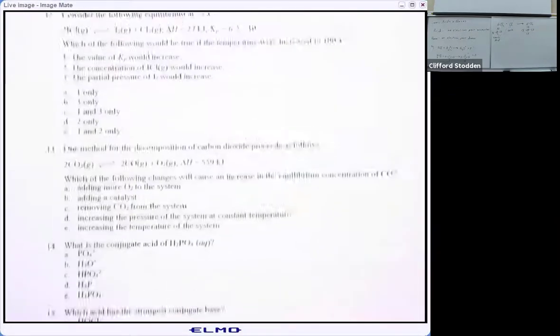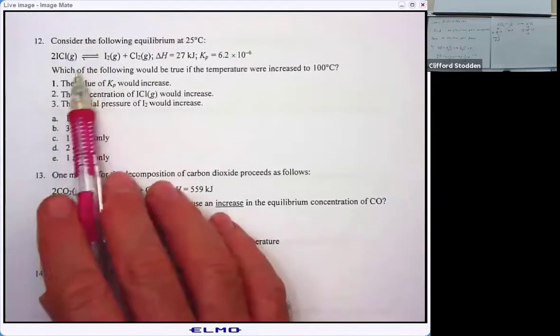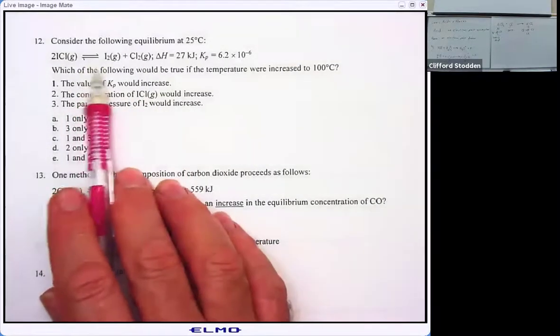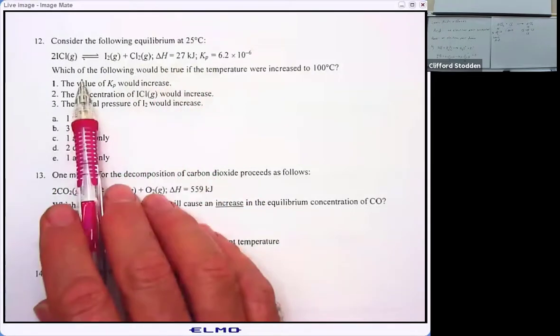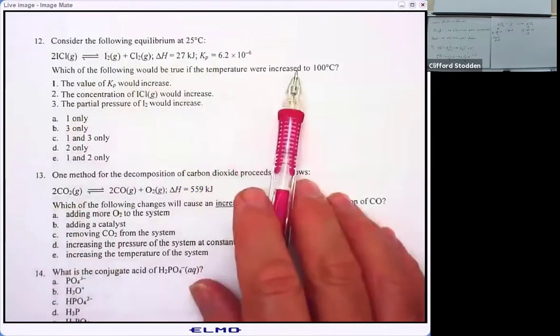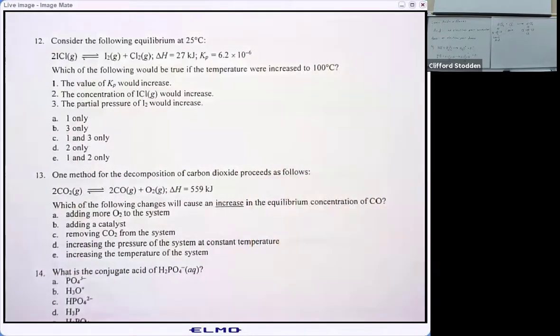Another Le Chatelier's principle question. Here you have a reversible reaction. It's all gases. You have a delta H value and then a K sub P. Which of the following would be true if the temperature were increased to 100 degrees? Now this is kind of Le Chatelier's, but it's also understanding how the equilibrium constant changes with temperature.